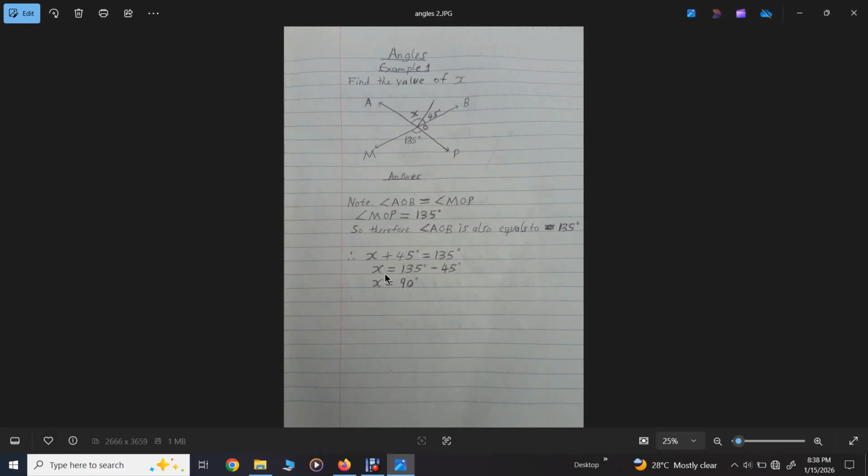So therefore, x is equal to 135 degrees minus 45 degrees. Like I said, the sign will change to negative, so it becomes negative 45 degrees. So therefore, x is equal to 90 degrees. The final answer: x is equal to 90 degrees.